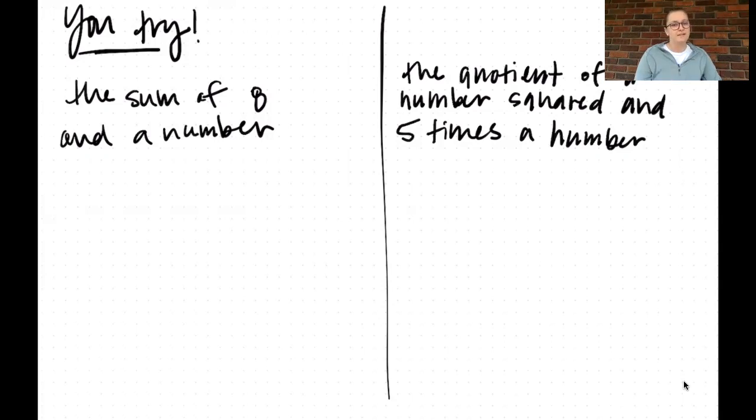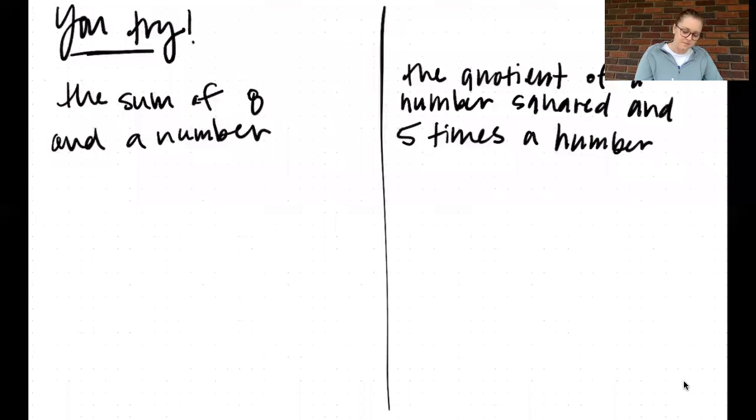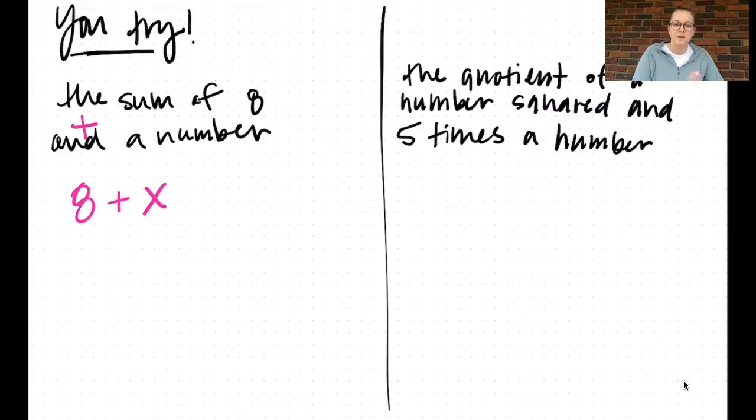Okay, so the sum of 8 and a number, right? So sum means we're going to add, okay? But remember, our symbol is actually going to go where we see the word and. So the sum of 8 and a number, right? So and is where my plus sign is going to go. Sum of 8 and a number. I don't know the number, so I'm just going to put x, okay? So it's that simple. The next one's a little bit trickier.